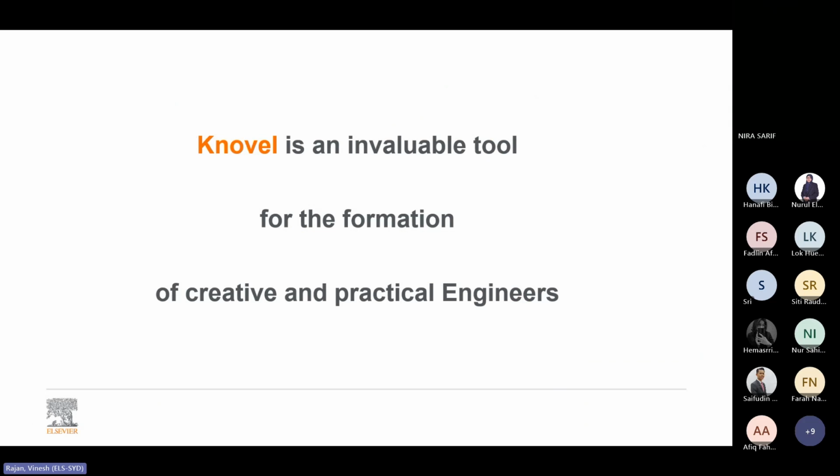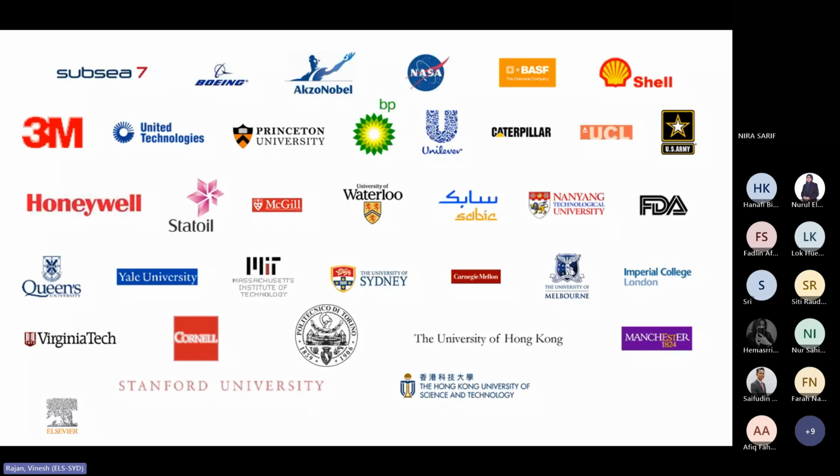So what exactly is Novel? It's an invaluable tool for the formation of creative and practical engineers and helps drive innovation with its very interactive content. Now, you must be wondering whether Novel is a platform that is used by only academic libraries. You may be surprised to know there are more than 400 different corporate organizations globally, from the energy, oil and gas, chemicals, and manufacturing sectors, that subscribe to and use Novel as a platform for their R&D and engineering teams. It's a great testimony of the value of Novel in finding answers to practical problems.